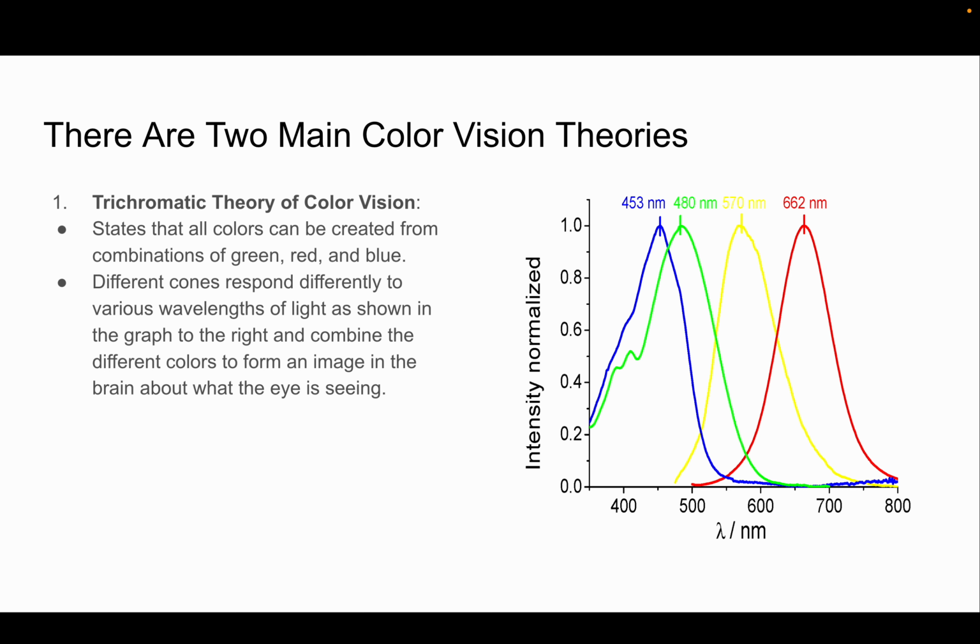The first theory of color vision is the trichromatic theory of color vision, and it states that essentially all the colors that we see are created from combinations of the colors red, green, and blue. As shown on the graph on the right, the different cones are responsive to different colors. The shorter wavelengths are mainly associated with the blue cone, while slightly longer wavelengths are seen by the green cone, and the longest wavelengths are seen by the red cones.